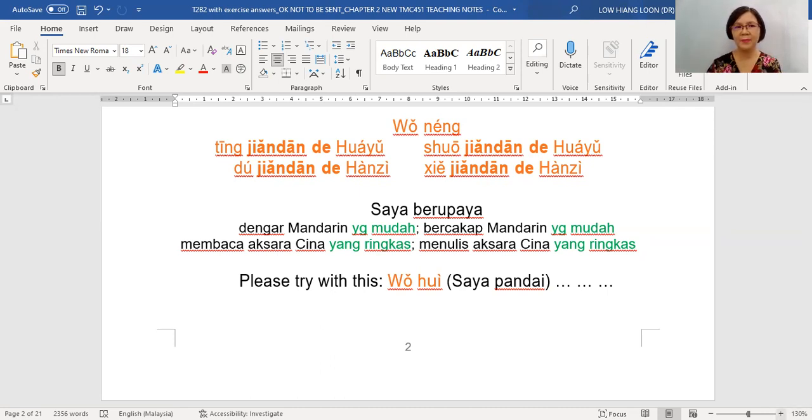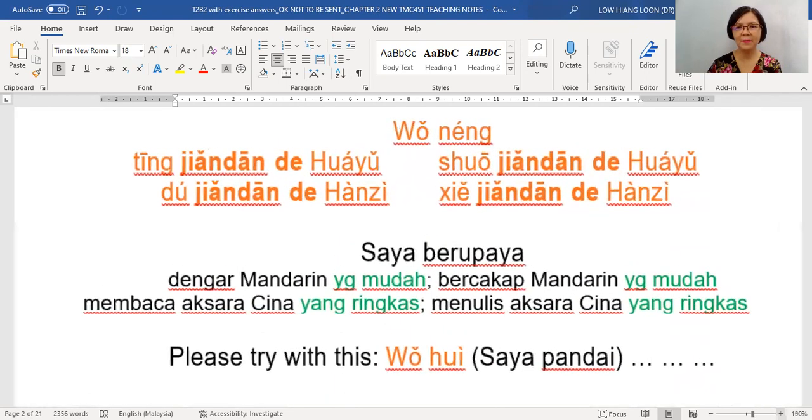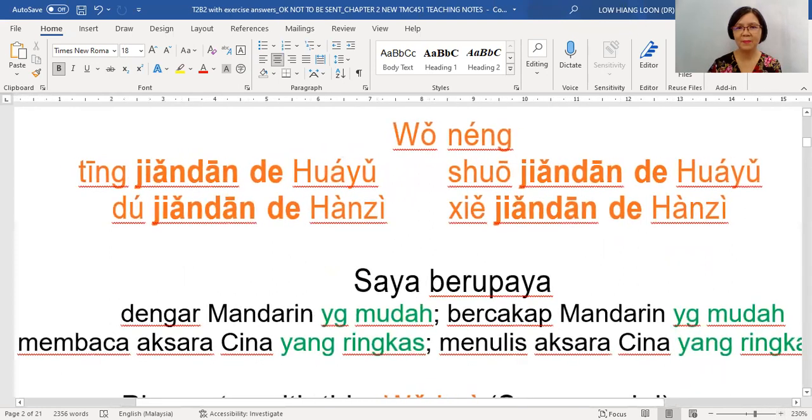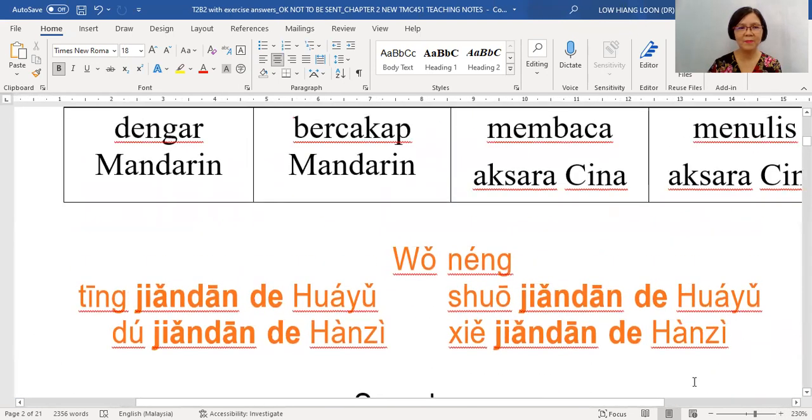我能听简单的华语。Meaning? I can speak Mandarin easily. I can listen to. Ting is listen to. Okay, I can listen to or understand here, it means. Okay, simple Mandarin. Okay. Number two. 我能说简单的华语, I can speak Mandarin easily.